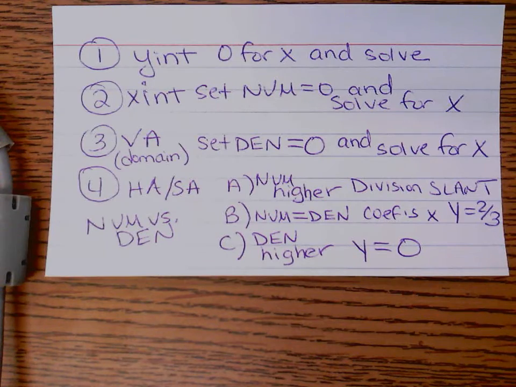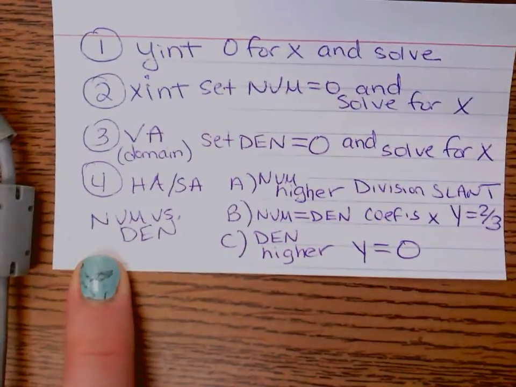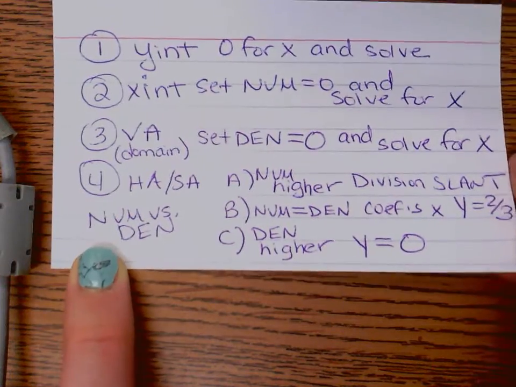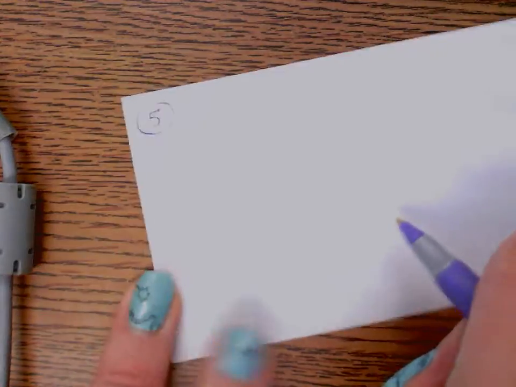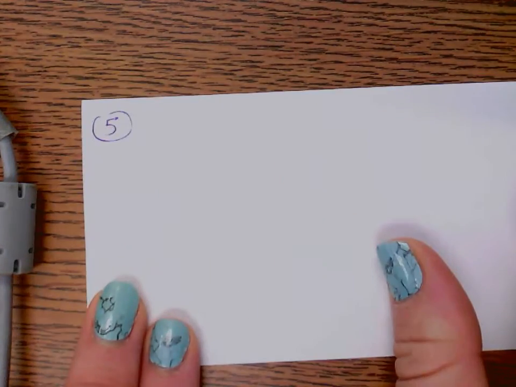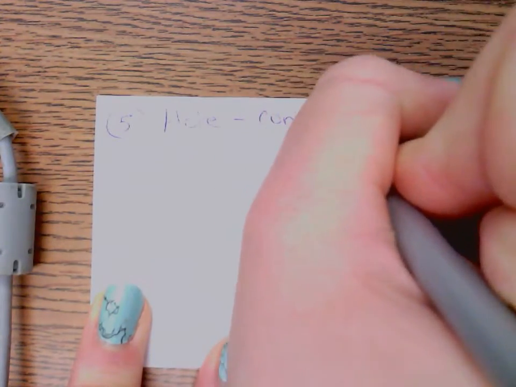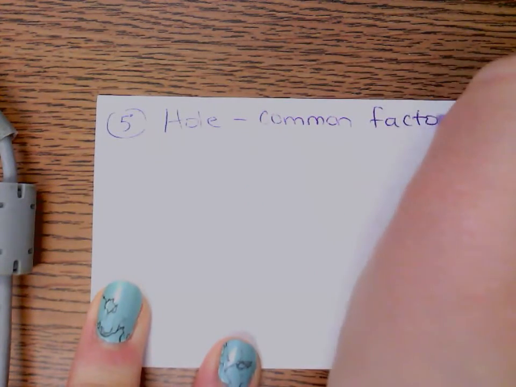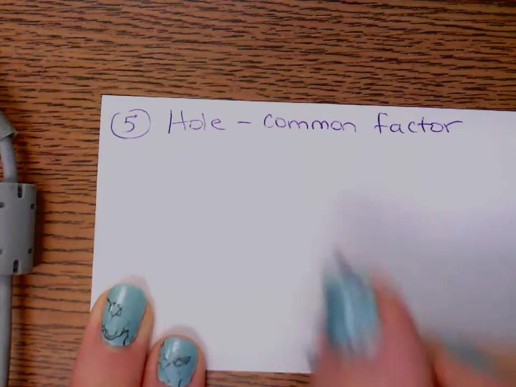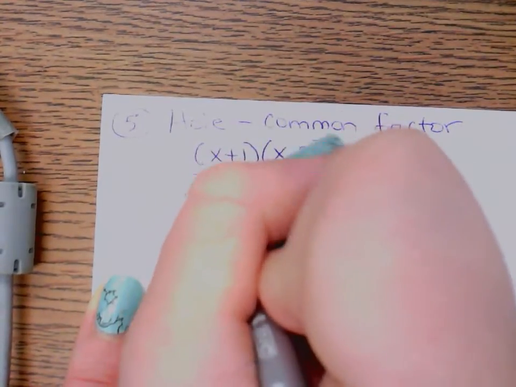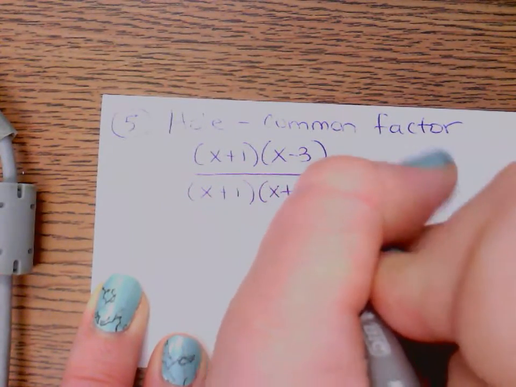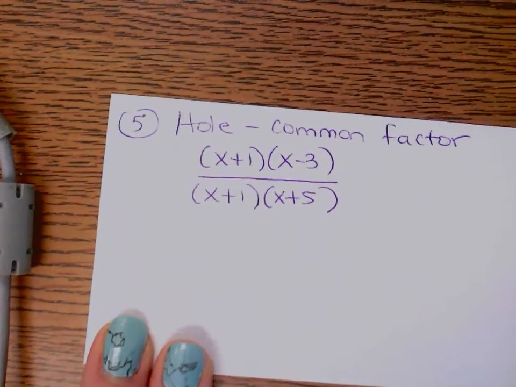And then maybe I should also write down step 5. So if you have room on the front, if not, put it on the back. But step 5 is kind of, we should be looking for holes, right? So the only time, there we go, a hole. So if you have a common factor, so you should probably check first, right? If you have a common factor, let's say you had (x plus 1)(x minus 3) over (x plus 1)(x plus 5). So I have a common factor in this rational function.